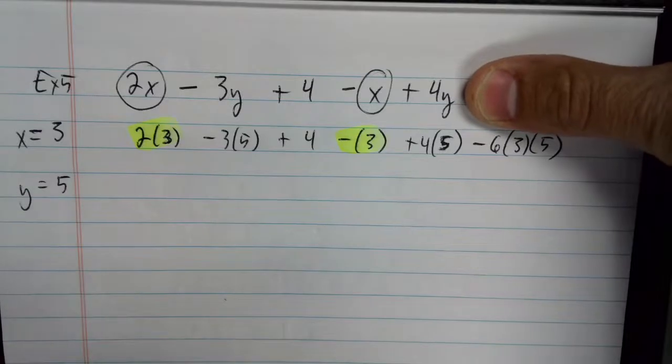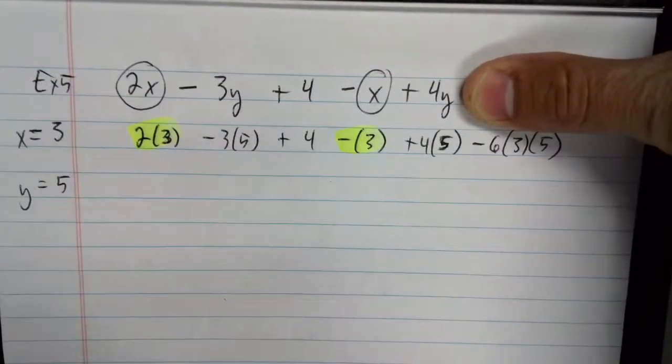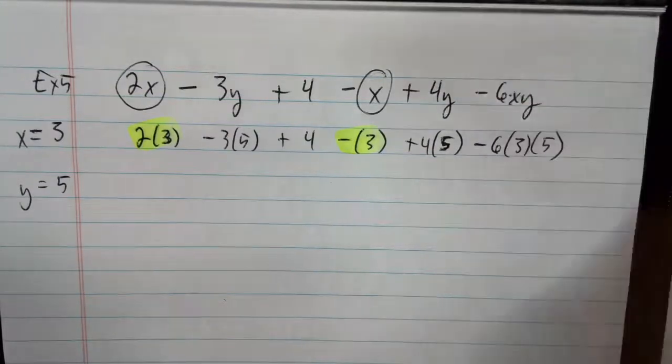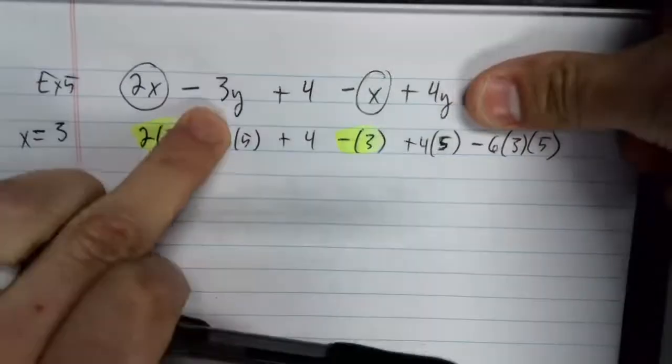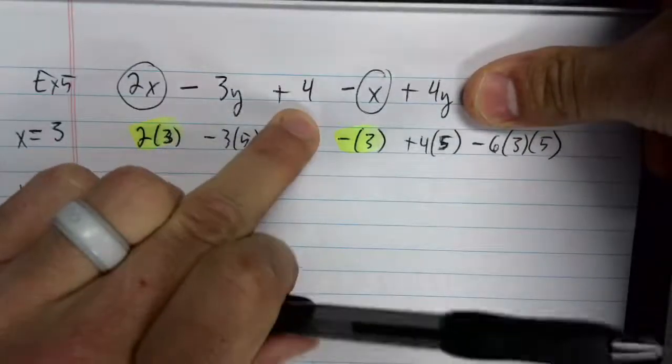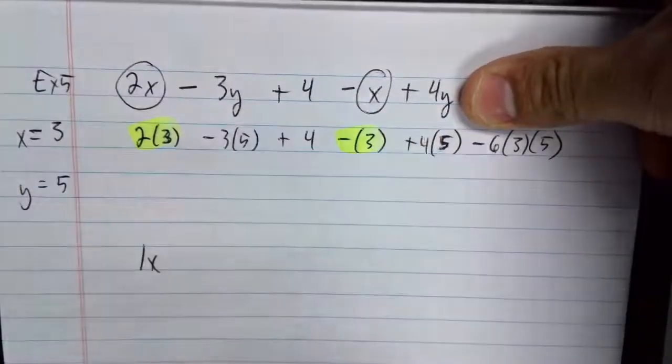Okay, sure. So we can say 2x minus x. What's that? Oh, it's 1x. That's just 1x. And then negative 3y. Can that combine with a 4? No, but it can combine with a 4y. It's 1y. That's plus 1y.